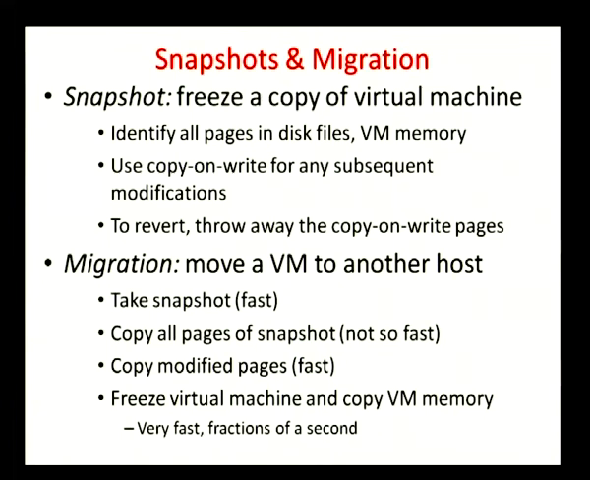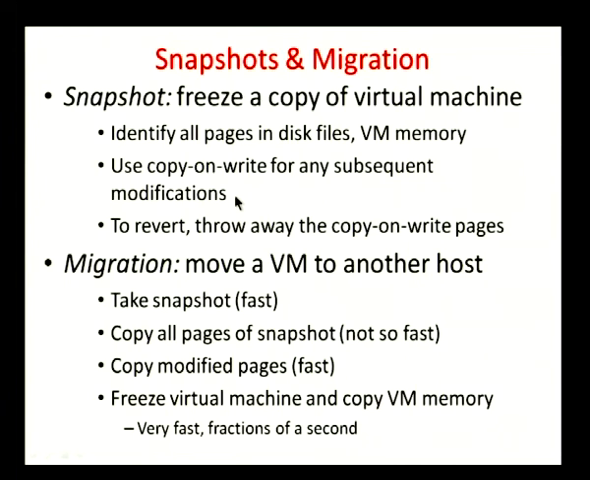The snapshot means it freezes a copy of the virtual machine. Whenever you are doing operations in your virtual machine, the entire virtual machine instance has a mirror copy. Whenever various operations are being performed, it identifies all the pages in the disk files and also the VM memory, and it uses copy on write for any subsequent modifications. Periodically, once the modification is performed, it is updated again, and to revert, the actual copy on write pages are thrown back to the actual thing.